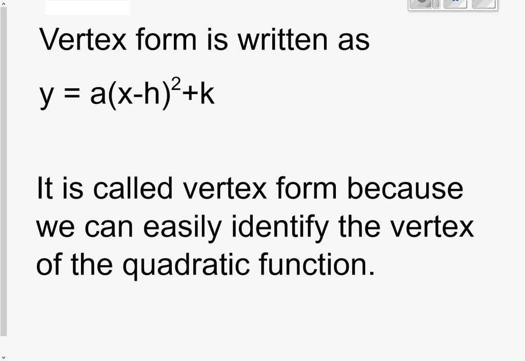Just a quick little note on that. So vertex form is written as y equals a bracket x minus h squared plus k. It is called vertex form because we can easily identify the vertex of the quadratic function. Okay, so that brings you to remember a little bit about vertex form from a graph and from the equation.